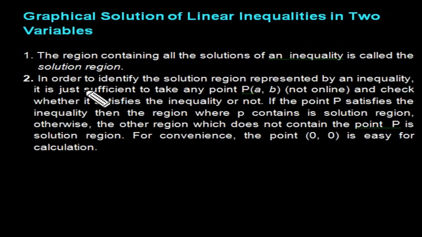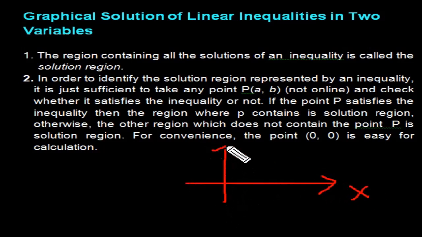The second point is, in order to find the solution region, when we draw a line on the coordinates, the line divides the coordinates into two regions. This is the line, and this line divides the coordinate plane into two regions. We can name them upper region or lower region, part 1 or part 2, as you wish.